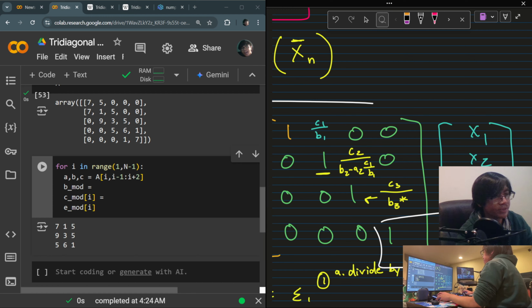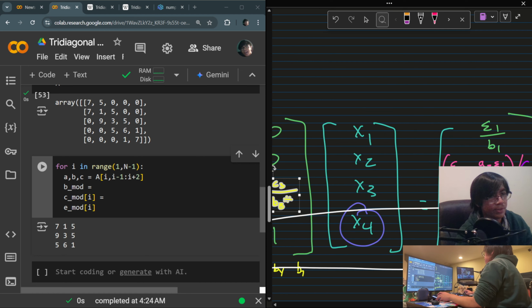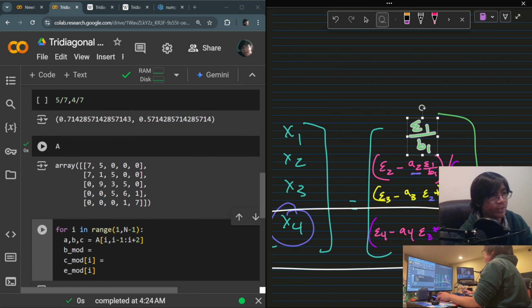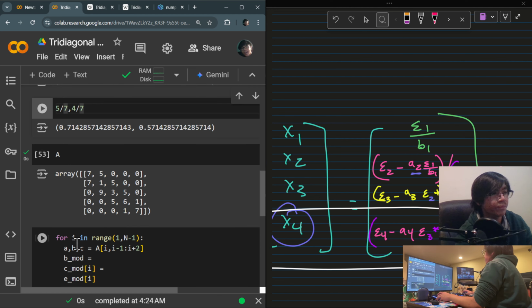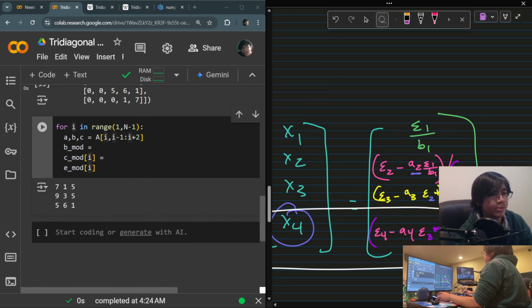We need that because we're going to divide our C by it, and this is our C modified value. So we already have our first one, and then we can use it here. So those are modified C values. And then for our epsilon modified values, we have E1, B1. We already hard-coded that up here. But for the next value, we have E2. So all of this is our modified E2 value.